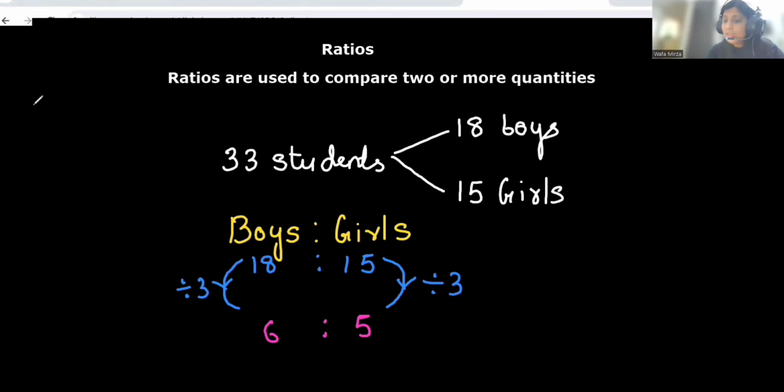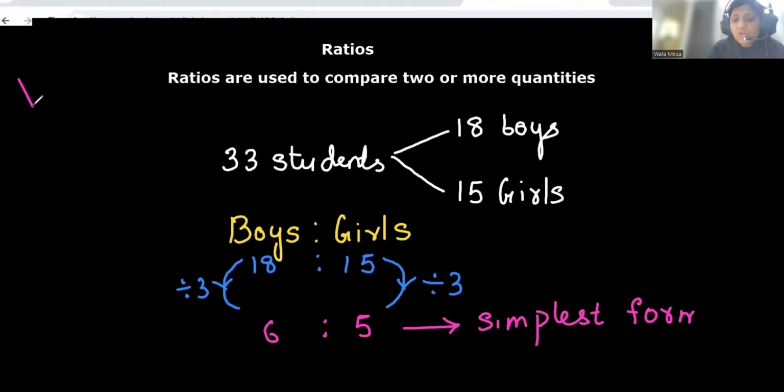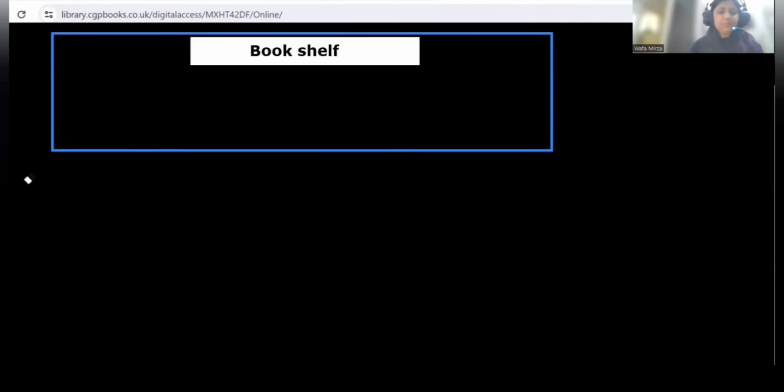Right? Now there is no multiplication table in which 6 and 5 both will come except 1. So now this ratio is in simplest form. I can say that in my class, the ratio of boys to girls is 6 is to 5. Here, which two quantities am I comparing? The number of boys and the number of girls in my class.